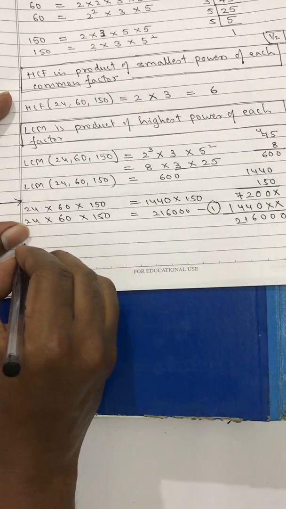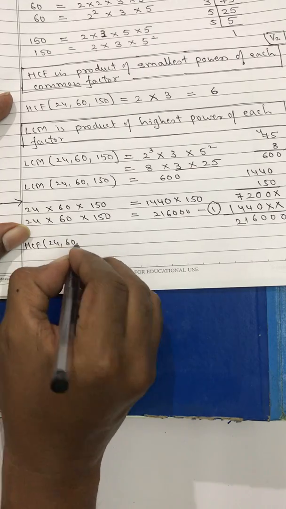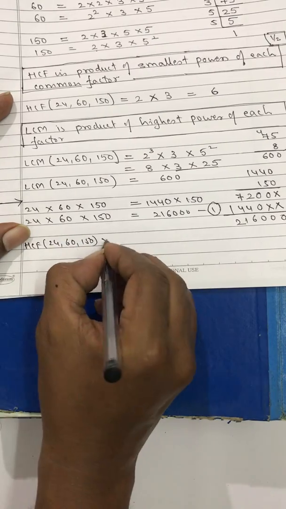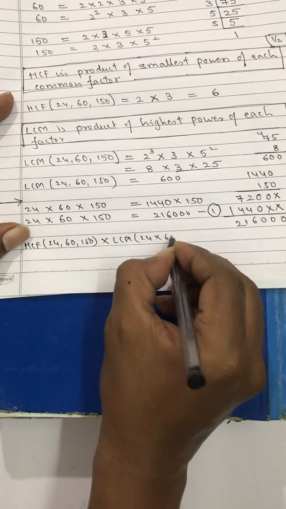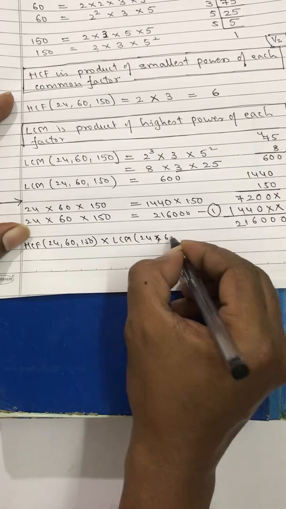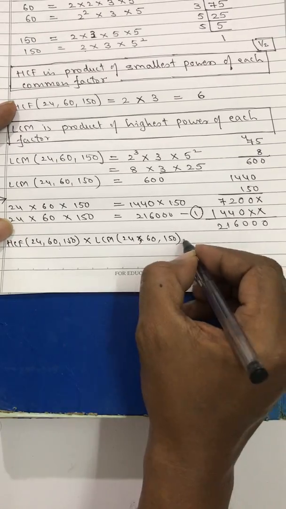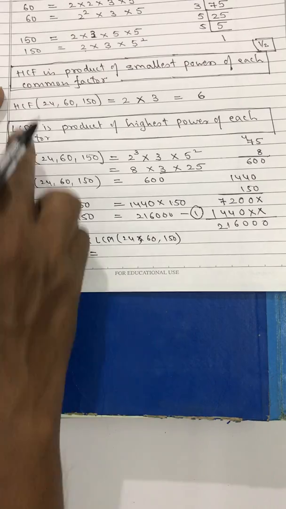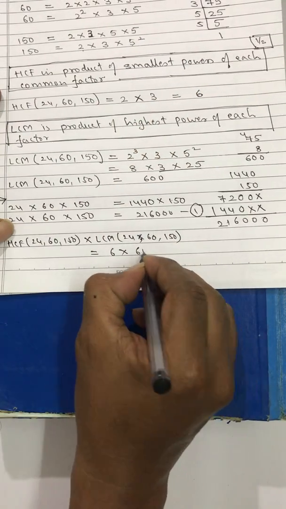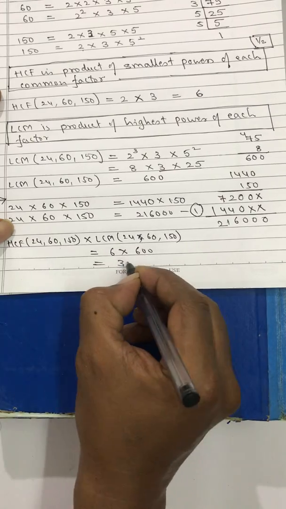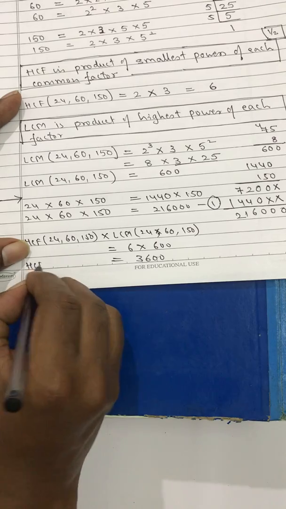Now next is HCF of 24, 60, 150 into LCM of 24, 60, 150. What is the HCF? 6. What is the LCM? 600. This is going to be 3600 only.